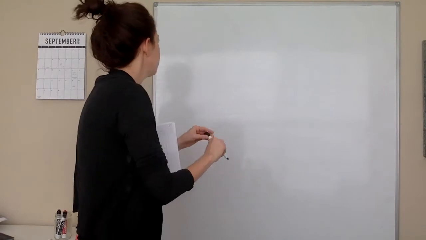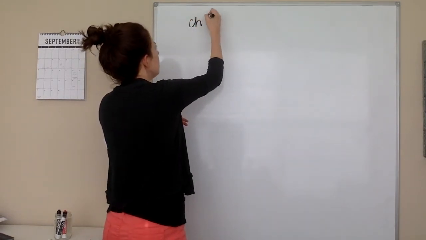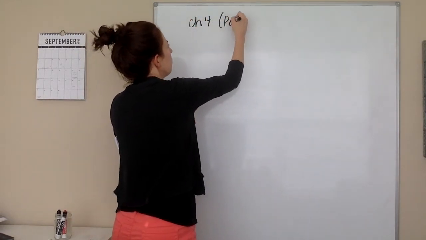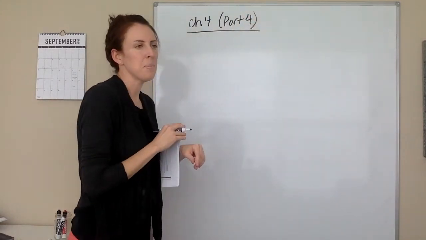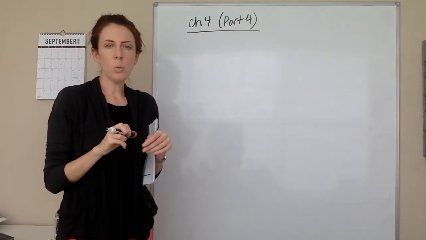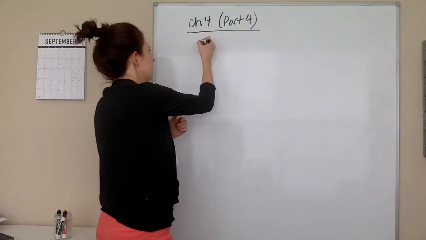So we're still in chapter 4. This is, I believe, part 4. We've got one more part and then we'll be done and take an exam. And the important word for today is going to be equilibrium.